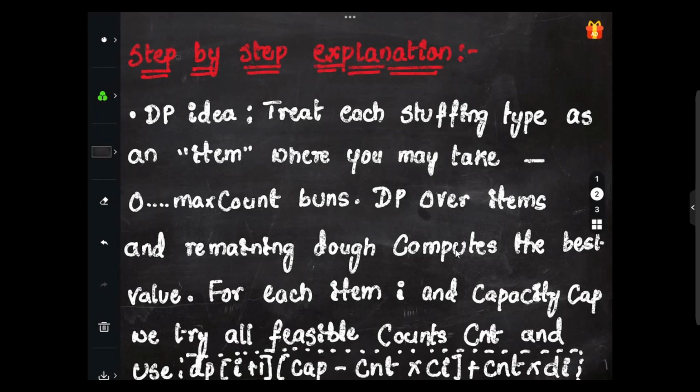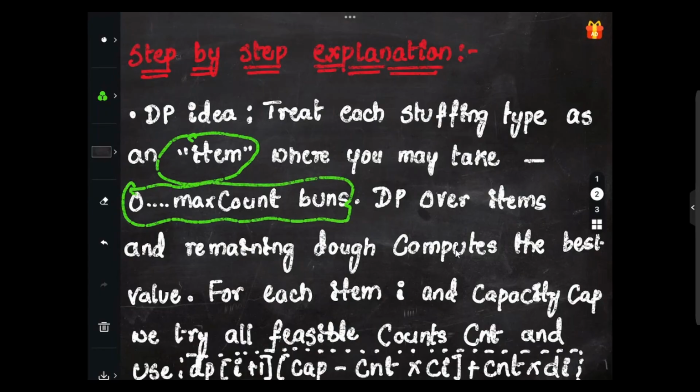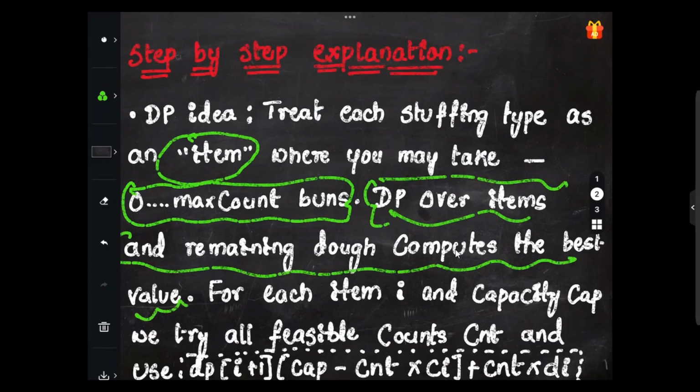We will be treating each stuffing type as an item. I found this very interesting, and I just wanted to explain the DP idea, so just listen to this. We will treat each stuffing type as an item where we may take 0 to max count buns. I hope this part is clear. Just try to remember, we'll be treating each stuffing type as an item where we can take 0 to max count buns. So DP over items and remaining dough computes the best value.